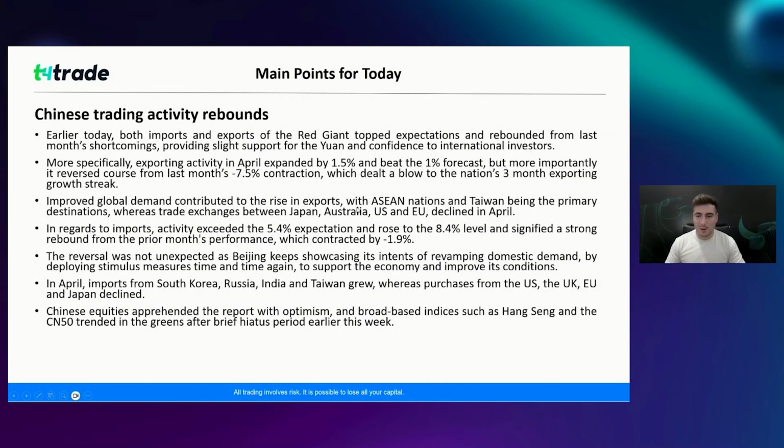Okay, so enough about BOE. Let's move on to the next topic of conversation, which is going to be a small summary about trading activities stemming from China. And we have received into today's early Asian session the latest trade data from the Red Giant.